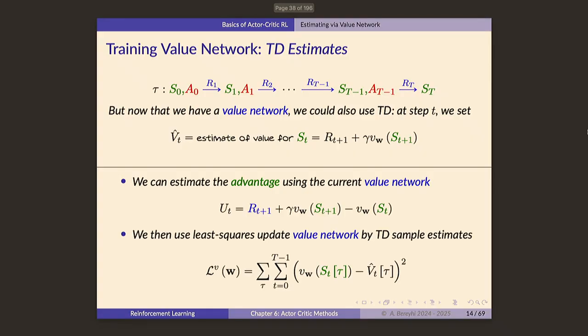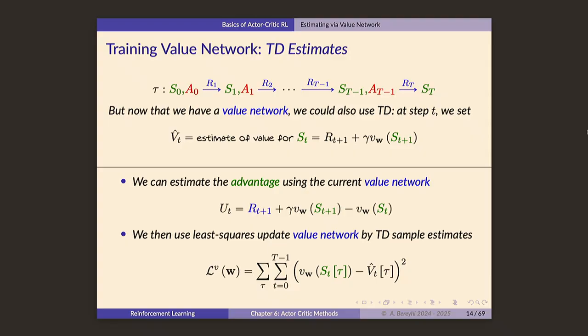Now, the key point here is that if you take this value v hat that you have, and you put it inside the loss function that you are using to update your value network, then the things that you see inside are essentially those advantages, right? It doesn't matter whether it's v minus the sample or the sample minus v, right? It's the same thing.